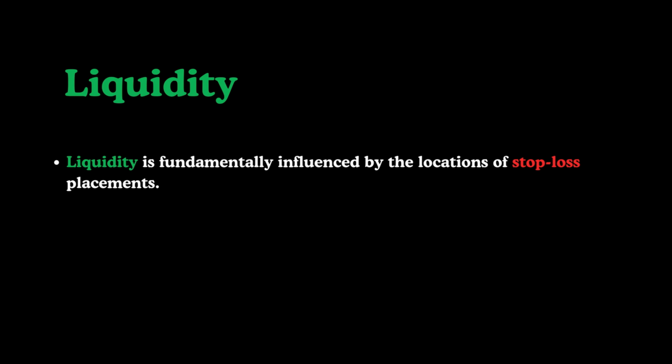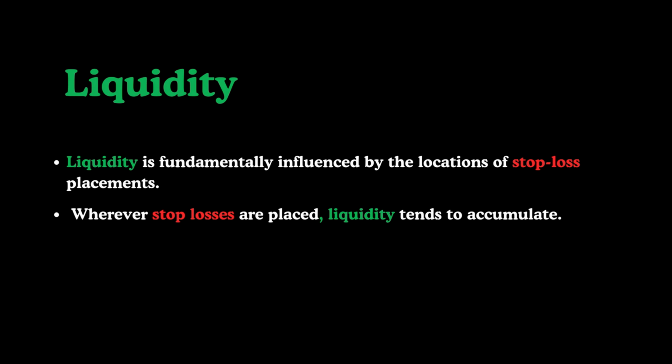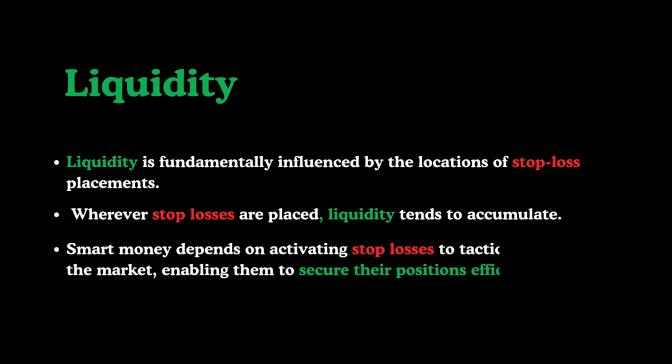Liquidity is fundamentally influenced by the locations of stop-loss placements. Wherever stop losses are placed, liquidity tends to accumulate. Smart money depends on activating stop losses to tactically enter the market, enabling them to secure their positions efficiently. Every swing high and swing low contains liquidity.